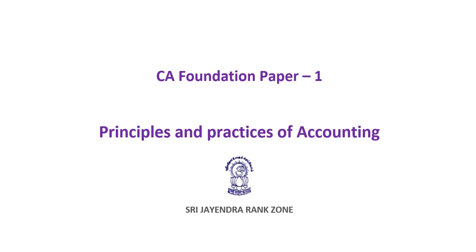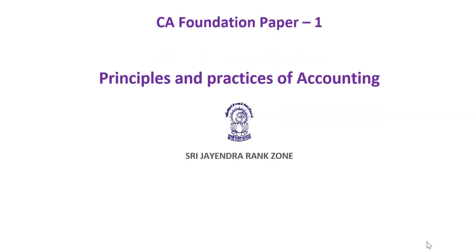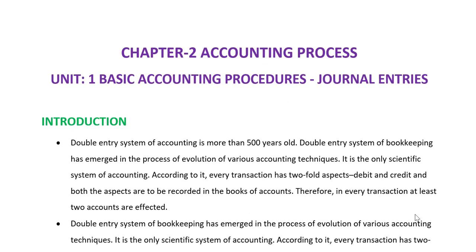Today, we will start with Accounting Chapter 2. The name of this chapter is Accounting Process. This chapter is basically bifurcated into 6 parts. The first unit talks about the journal entries. Then we'll move to ledger postings, trial balance, subsidiary books, cash book, and at last, rectification of error. So today, we are going to begin with chapter number 1, that is basic accounting procedures, journal entries.